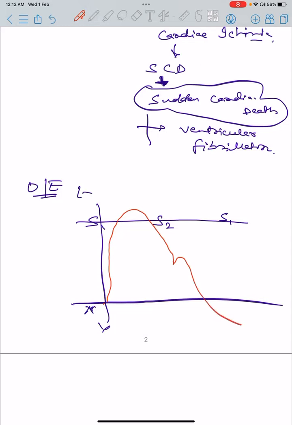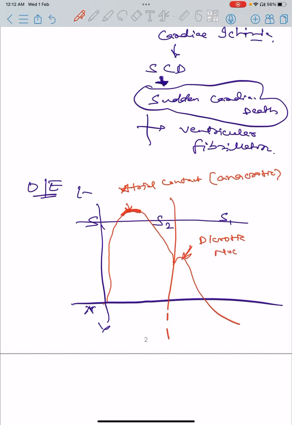This one is the atrial contraction, which forms the anacrotic notch. This notch, which I am highlighting, is the anacrotic notch, and this one is the dicrotic notch. This is normal.